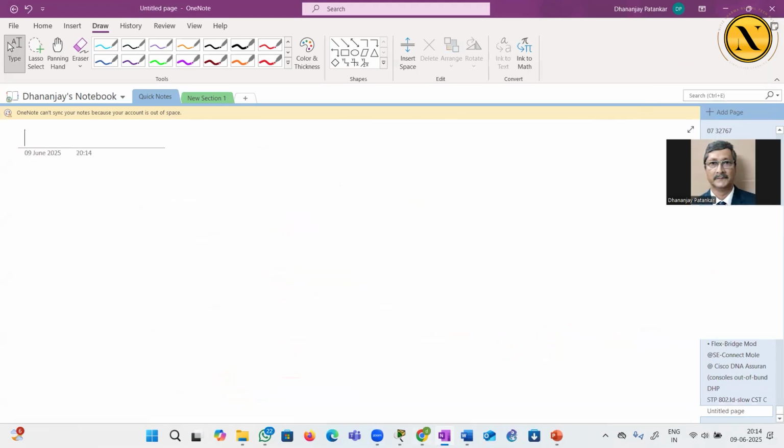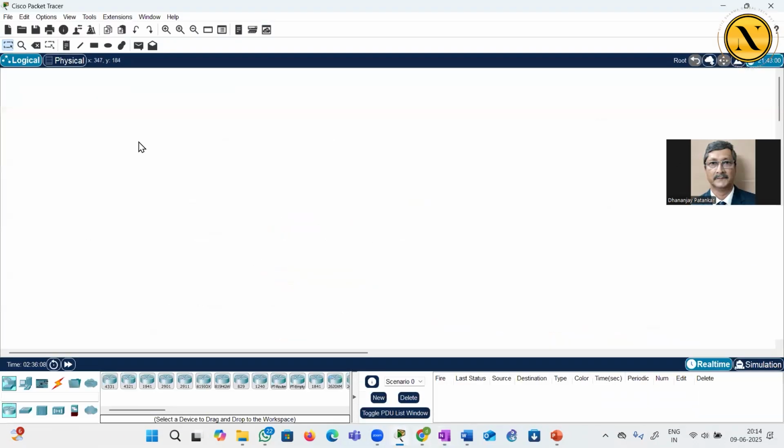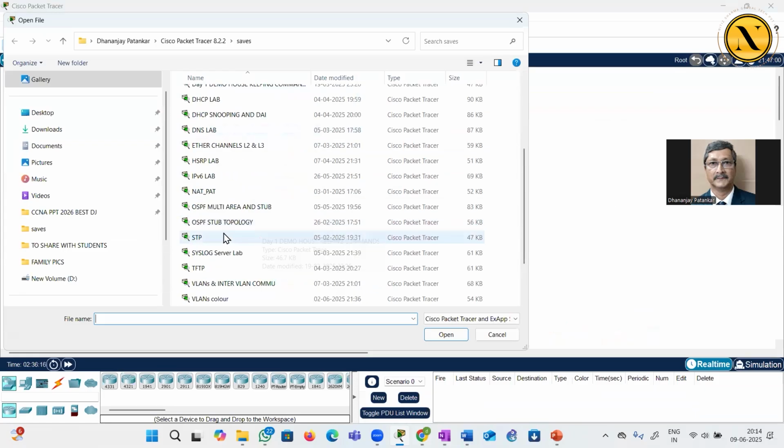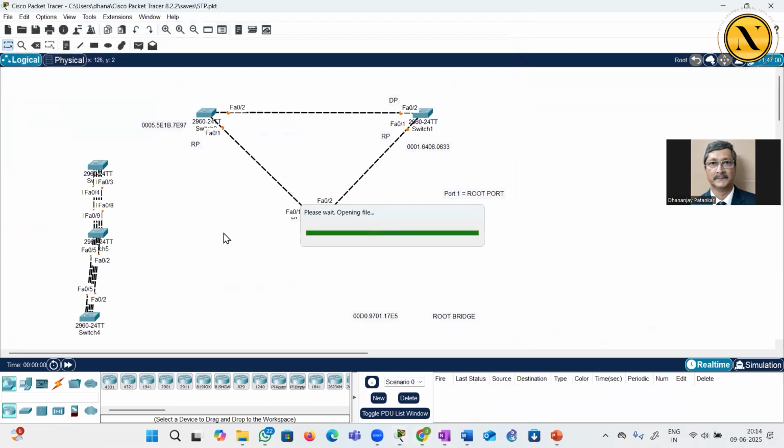Okay, so now let's go on our software. So should I pick up an existing topology, STP? Okay, I think we have something. Good, very nice. Right, so now we have three switches here. Let's check. Look, all are in the amber mode.